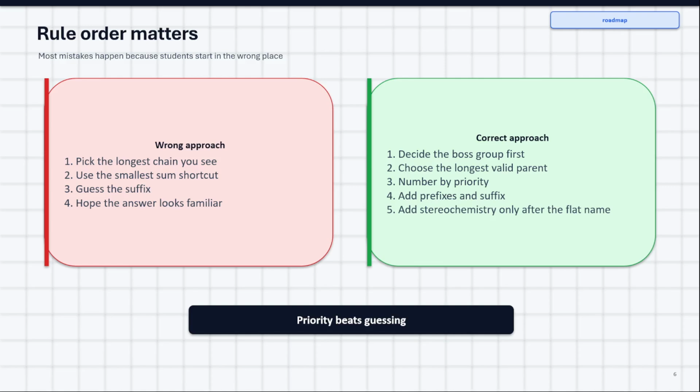A lot of students start with the wrong approach. They look for the longest chain first, then try to use the smallest sum of numbers, then guess what the ending should be. That works sometimes for very easy examples, but it breaks down fast. The correct approach starts with priority. Ask what functional group is in charge. Then choose the longest valid parent that includes the important group. Then number by priority, not just by arithmetic. After that, add prefixes and the suffix. Stereochemistry comes after the flat structure is already named. The big idea is this: naming is not about guessing what sounds right. It is about following the rule order.